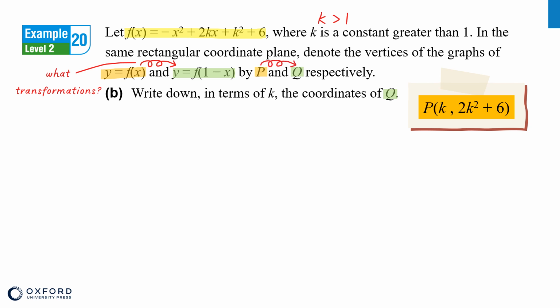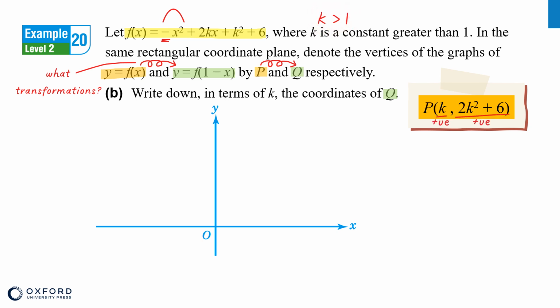To better visualize what's going on, let's sketch the graphs. Let's start with y equal f of x first. As the coefficient of x squared of f of x is negative, the graph of the function is opening downwards. And as k is greater than 1, both the x and y coordinates of P are positive numbers, so P lies in quadrant 1. So the graph of y equal f of x would be something like this.